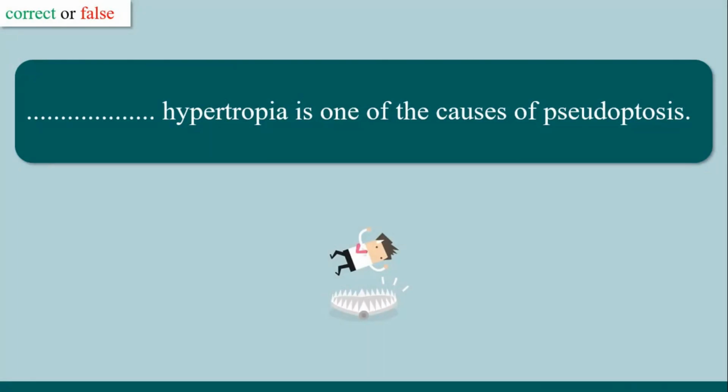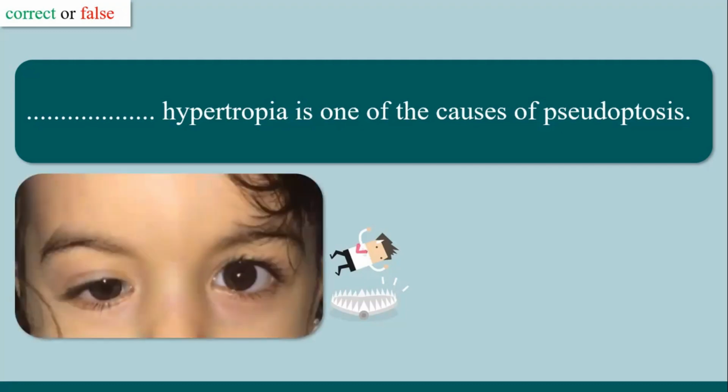Make it correct. Usually the lid follows the eyeball, so if there is hypotropia, then there should be pseudotosis. So let's see the picture here. As you can see in this girl, this is one of my cases actually. If you notice, there is some kind of hypotropia and ptosis here.